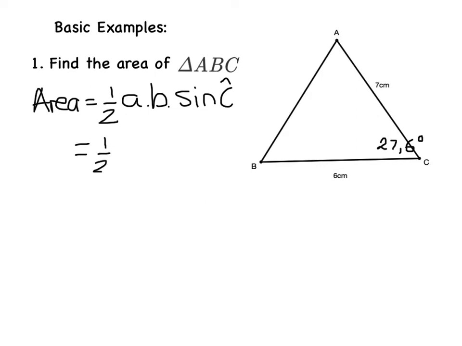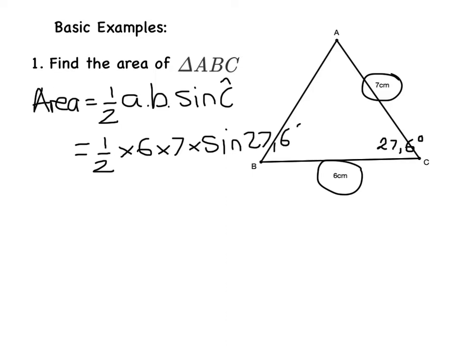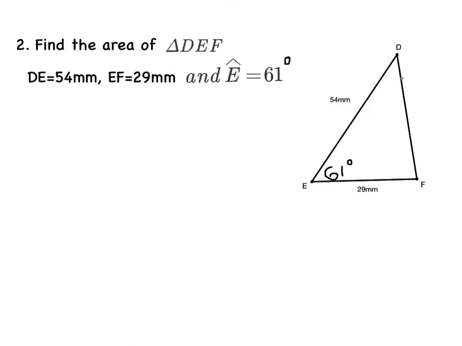Obviously now it's just substitution. We've got little side a over there, which is 6 centimeters, little side b, which is 7, times sine of 27,6 degrees. That's my angle over there. You really just plug that into your calculator as you read it, and you get 9,73 centimeters squared because it's area. Okay, very basic, using the formula exactly the way I gave it to you.